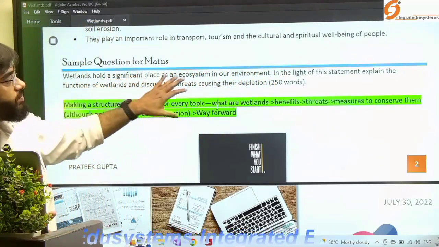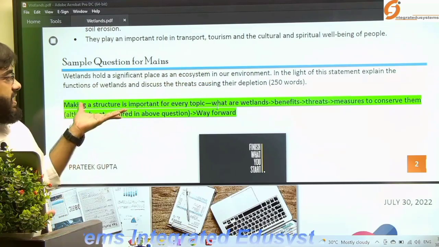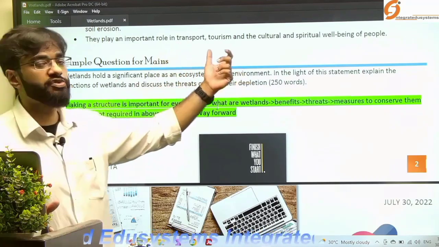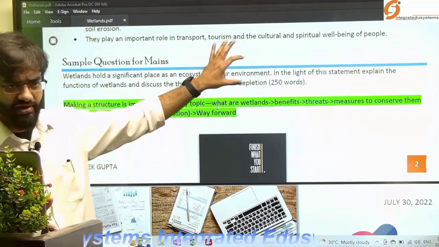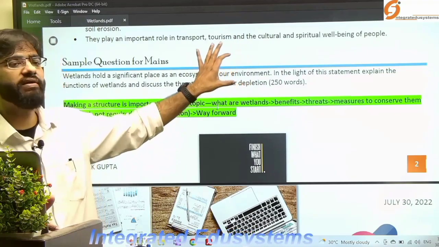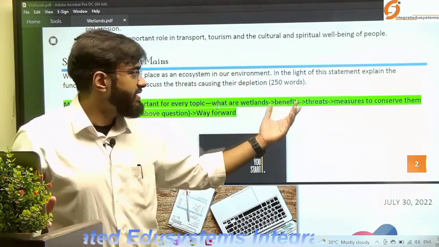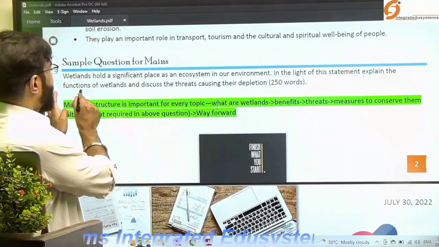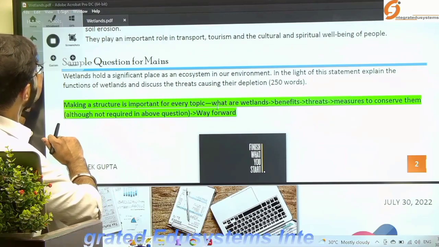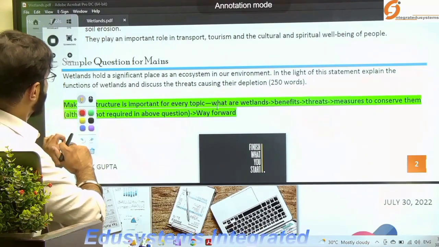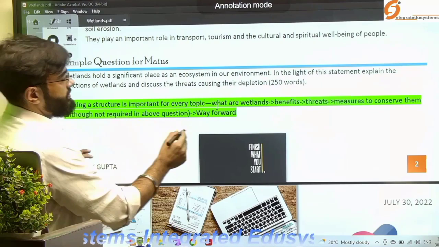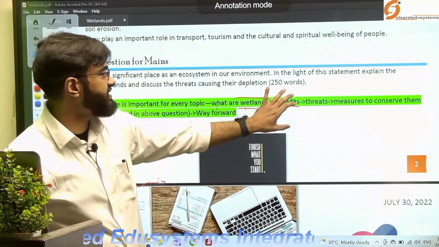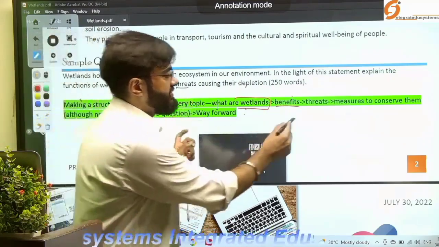If we break down the structure, what have I written? Making a structure is very important. So what are wetlands? If you want to start with an introduction, you can start with a general introduction on how wetlands are important, or you can start with the definition also. Then we have the benefits, like explain the functions of wetlands. So we have the introduction, general wetlands, benefits, and we have to discuss the threats.